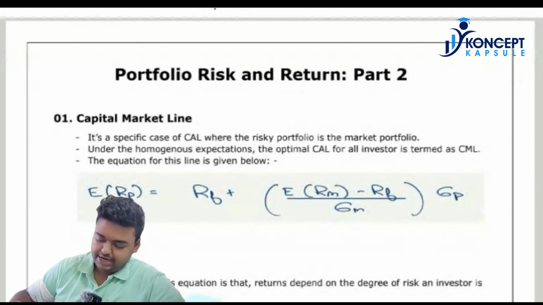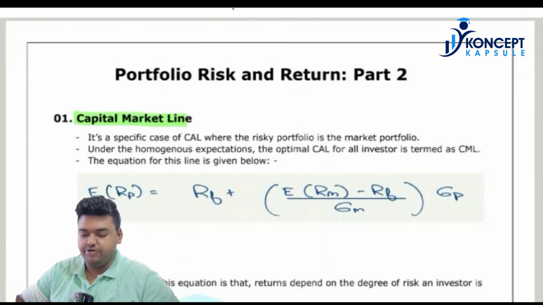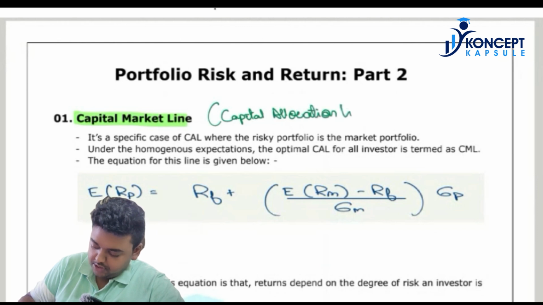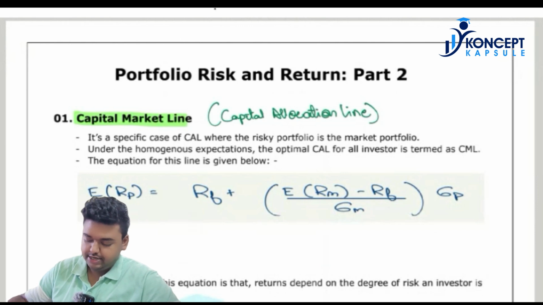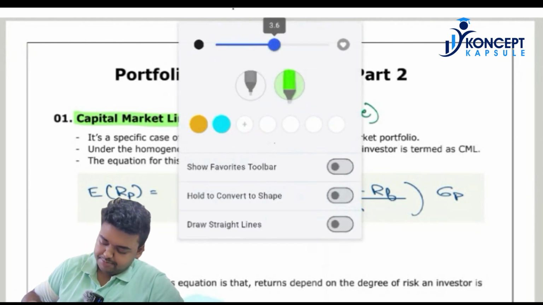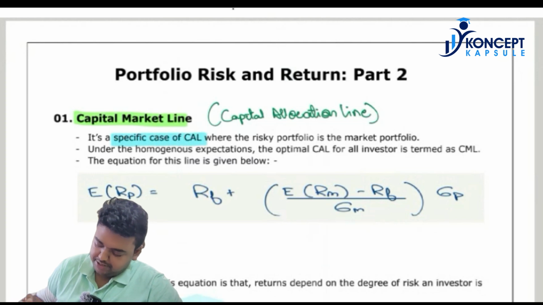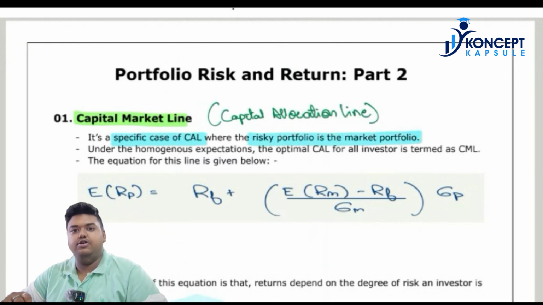The first topic that we will understand is the capital market line. If you remember, we have done something by the name of capital allocation line in part 1. Capital market line is a continuation of that. Let us study what it is saying. What is the capital market line? Capital market line is a specific case of capital allocation line where the risky portfolio is the market portfolio.